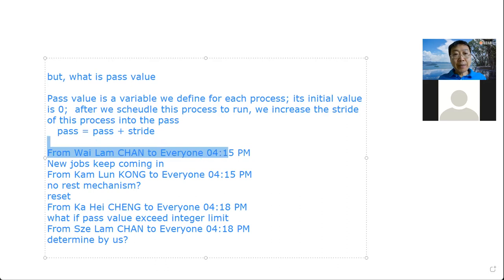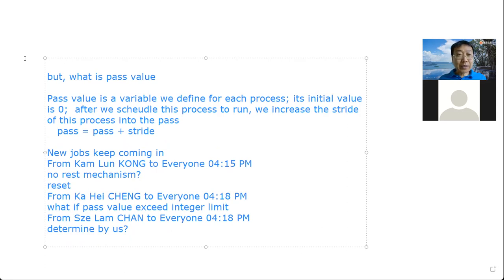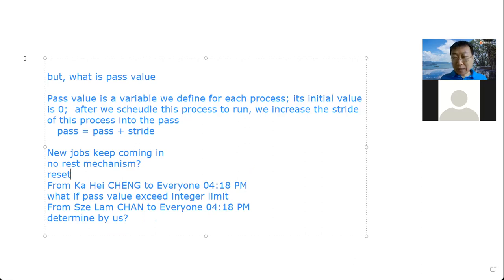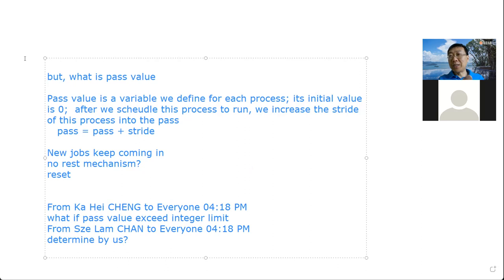So new jobs keep coming. That's a very good question. I think Kim Lun asked the question that if we have a new job coming and we don't have a reset mechanism, we may have the situation we discussed at the end of the lecture. You are right. Your approach is that at a particular time we say, okay, reset, so after a new job comes, everyone's pass value becomes zero. Or we can set the new job's initial value as the minimum pass value of the system. So it depends on which mechanism we use.